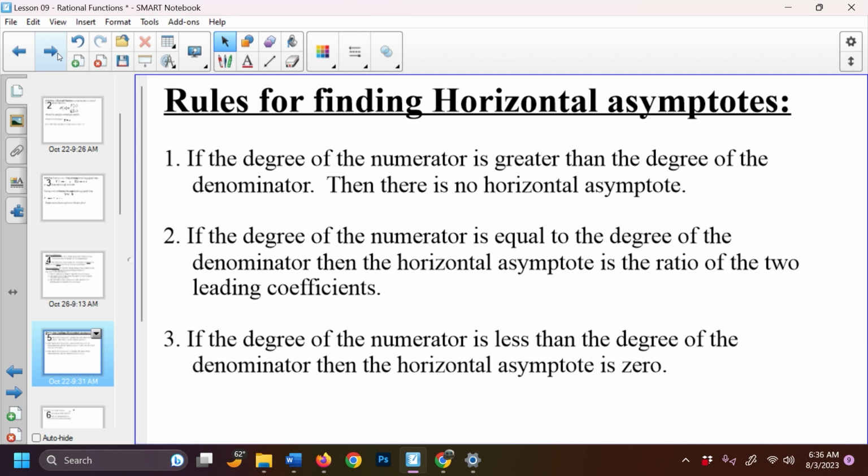There are rules for finding horizontal asymptotes as well. They're a little bit more simple than finding the vertical ones. All you do is compare the degree of the numerator and the denominator, and there are three different options. If the degree of the numerator is greater than the degree of the denominator, then there is no horizontal asymptote. If the degree of the numerator is equal to the degree of the denominator, then the horizontal asymptote is the ratio of the two leading coefficients. And if the degree of the numerator is less than the degree of the denominator, then the horizontal asymptote is zero. I will refer back to this page when we get to examples finding horizontal asymptotes.